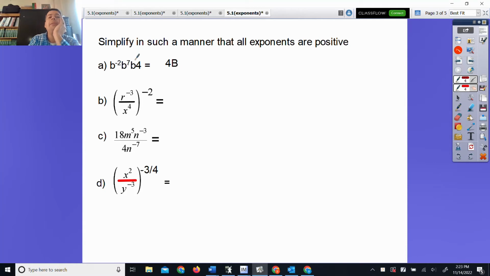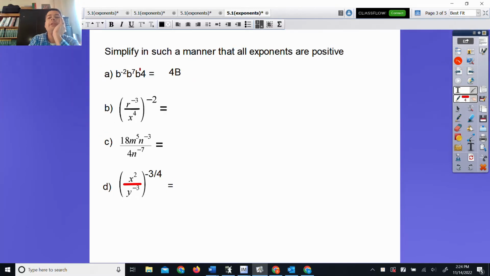What understood number is right here? 1. You got to understand the understood, kids. There's an understood 1 there. Everything has an understood 1. If there's a 3 there, there's a 1 times a 3 there. 4b to the 6th. Because what's the understood exponent of that last b? 1. 4 is just a coefficient. So -2 plus 7 is 5 plus 1 is 6. We don't multiply, we add.